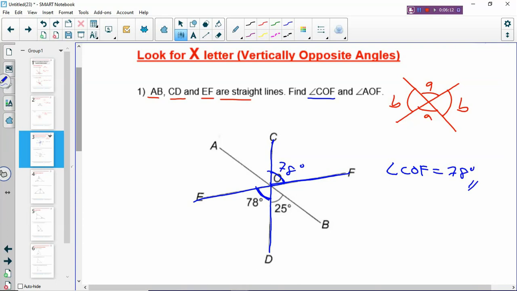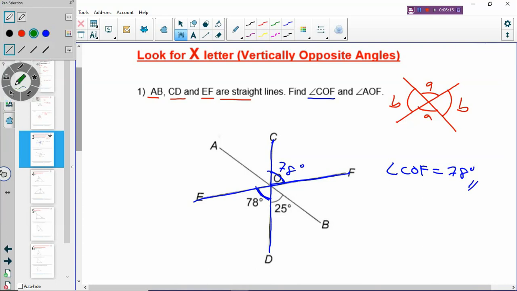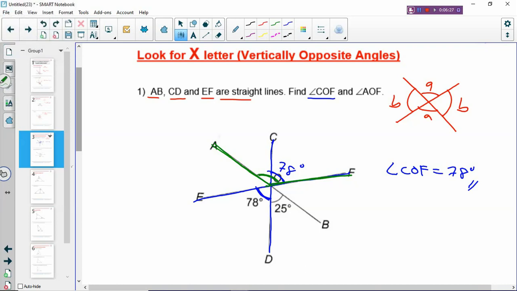Okay, alright, how about your AOF? So let's use a different color. So your AOF is here, AOF. So it means that you're asked to find this angle, right? So how do you find this angle? Well, can you see another two lines? If I use green color, you can see two lines that form X. So which means that your AOF must be the same as these two angles add together, which is 78 plus 25 degrees. So angle AOF is equal to 78 plus 25 degrees, and you will get 103 degrees.